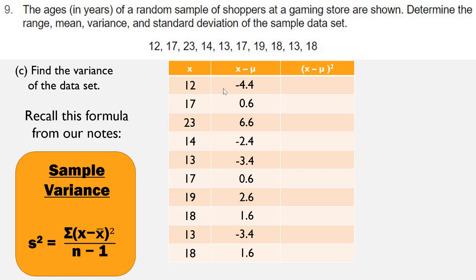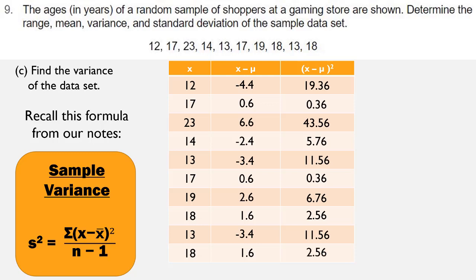So now we square each one of those subtractions. Negative 4.4 squared is 19.36, 0.6 squared is 0.36, 6.6 squared is 43.56, and we continue squaring. So we get 5.76, 11.56, 0.36, 6.76, 2.56, 11.56, and 2.56.